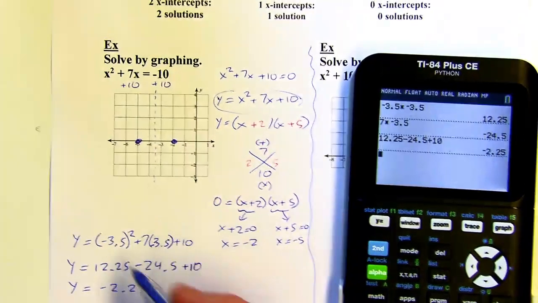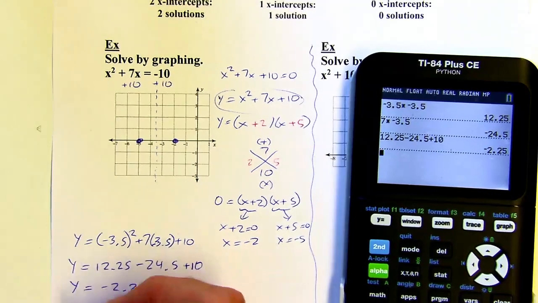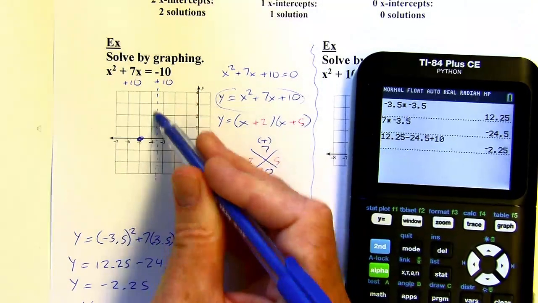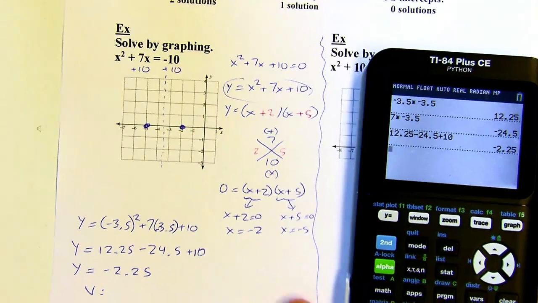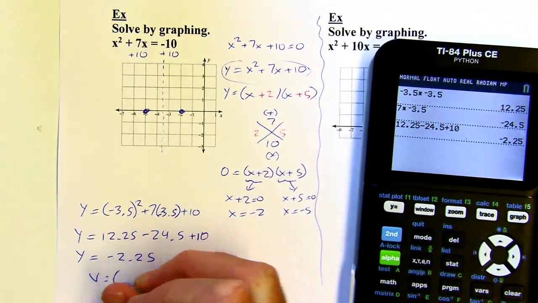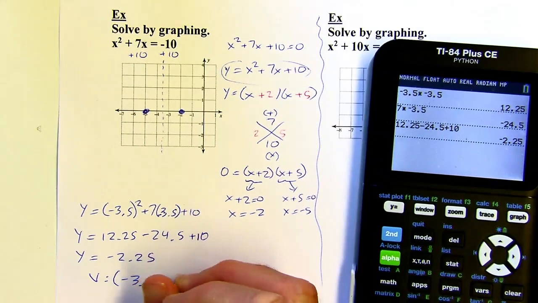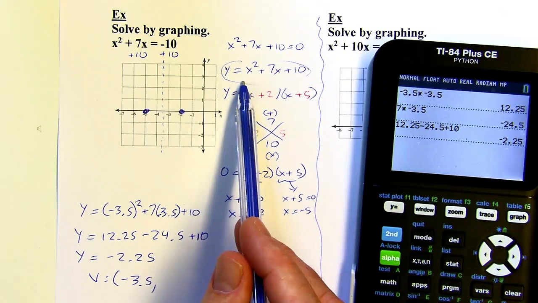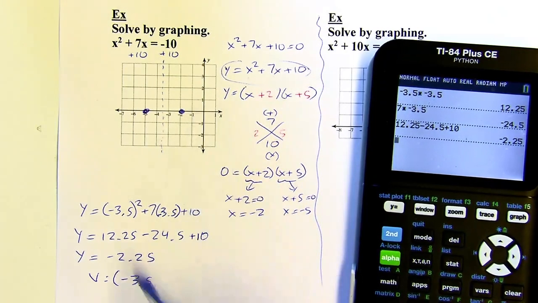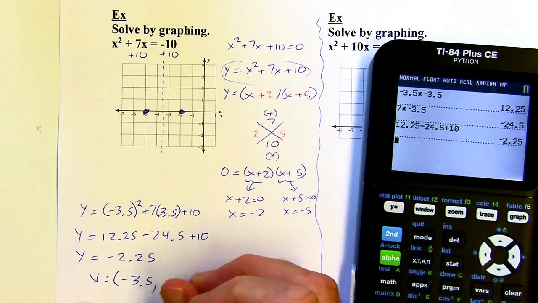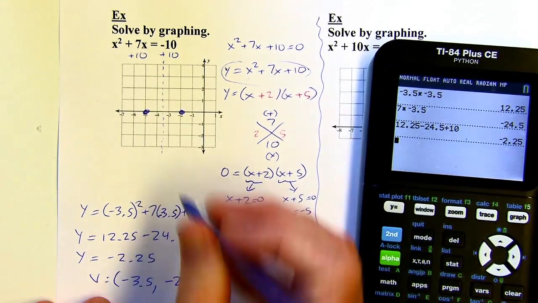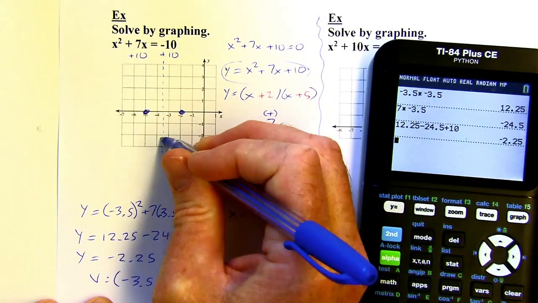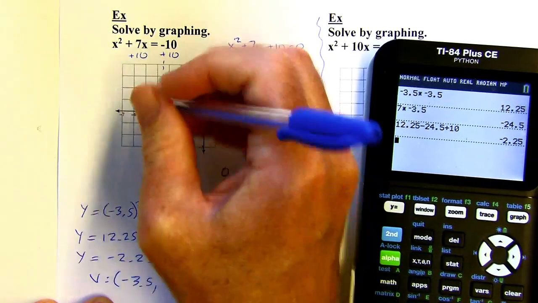Okay, so I was looking for the vertex here. I knew that the x coordinate had to be on the axis of symmetry, so the x was negative 3.5. Then I went to the original equation that I was graphing, and I plugged in negative 3.5 for x, and y came out to negative 2.25. So negative 2 1/4, something like that. There's my vertex.